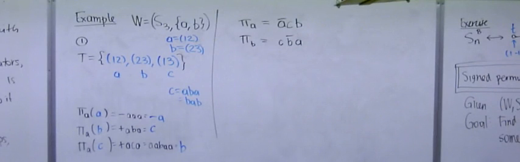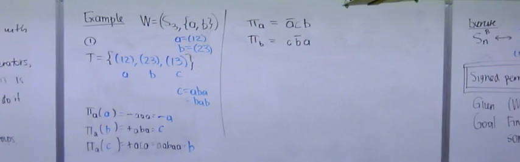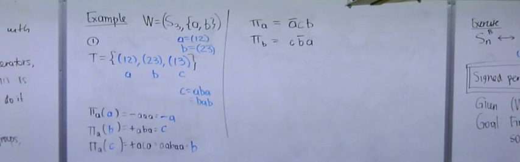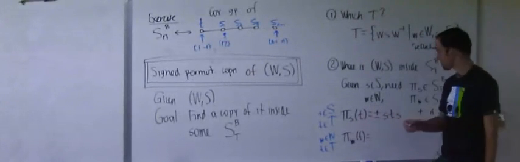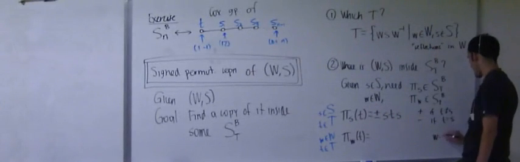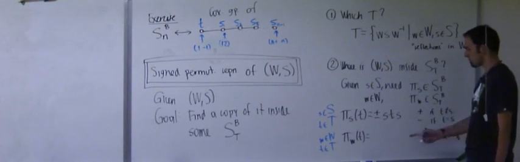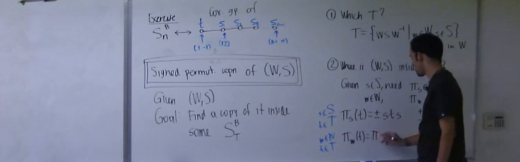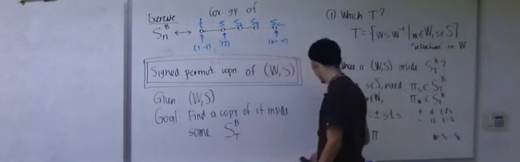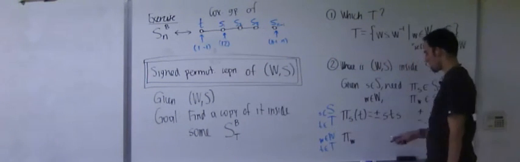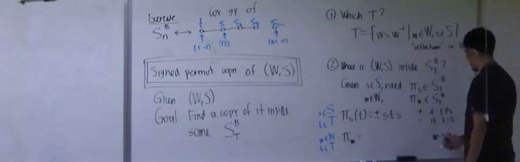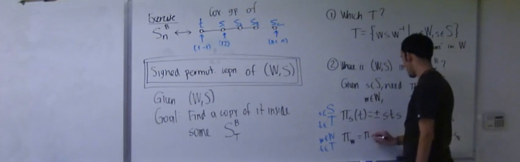If I take now pi sub W, if I want to figure out what the permutation pi sub W is, all I'm going to do is write W in terms of generators, S1 up to Sk, and then just write the same word, but actually let me just get rid of the T. I don't need the T here. Pi sub W is just going to be the composition of all of these sign permutations.